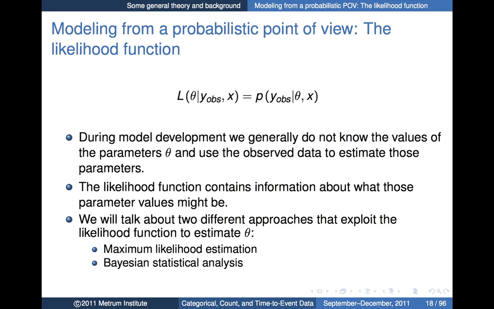Now, during our model development, we generally don't know the values of our parameters. The whole idea here will be to use the observed data to estimate those parameters. So again, we've got a situation where we have observed data. We know the covariates. We don't know the parameters, and we want to estimate them given our data. We argue that the likelihood function contains information about what those parameter values might be.